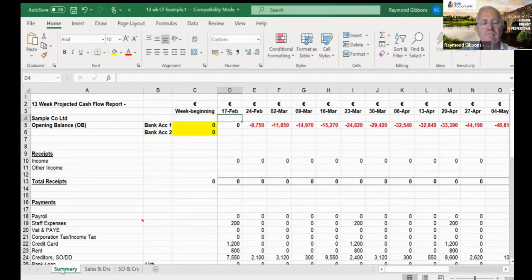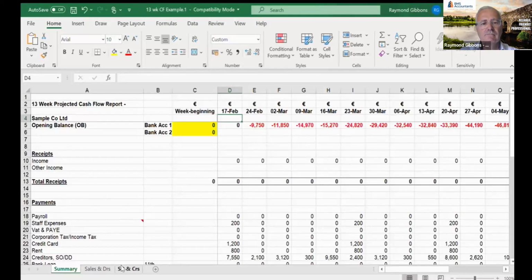Also, you'll notice there are 3 worksheets. The first one, the summary sheet, is the actual 13-week cash flow itself. The second sheet is an analysis of your sales and debtors, that is, your customers, how much they owe you and when you expect to be paid by them. The third sheet is an analysis of your suppliers and overheads and how much you owe them and when you expect to pay them.